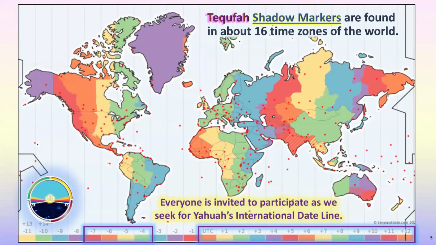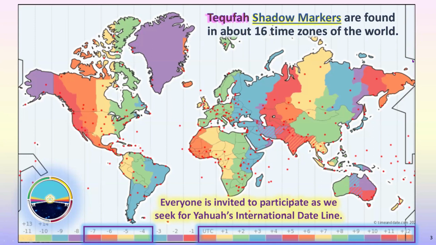The Tequfah shadow markers are found in about 16 time zones of the world where we actually have members. Here are these time zones, quite a few members here in North America. But we also have covenant calendar members in these time zones here at the bottom, a few scattered everywhere. And it's just enough to cover quite a few time zones in the world. And everybody is invited to participate as we seek for Yahuwah's international date line.